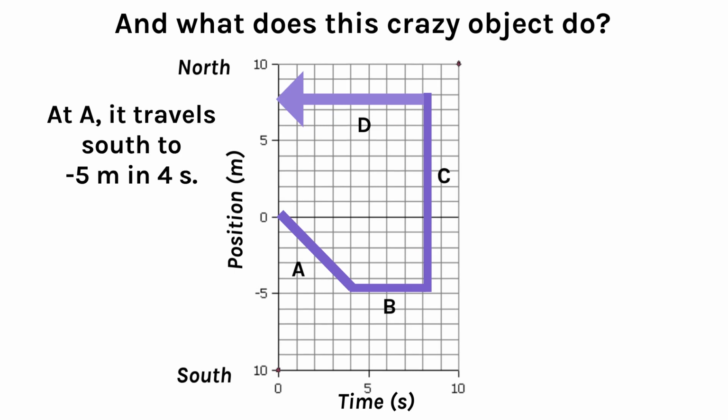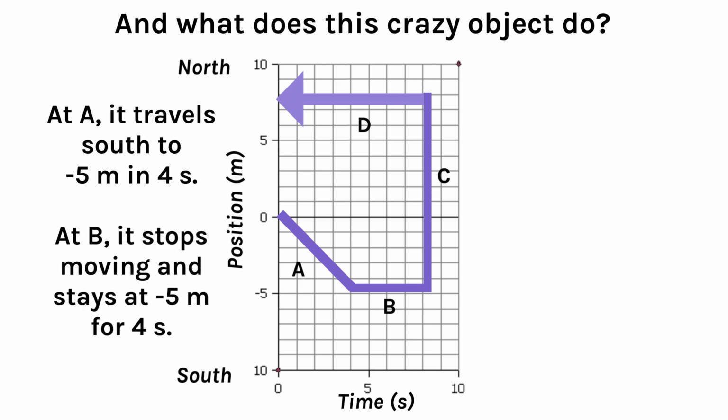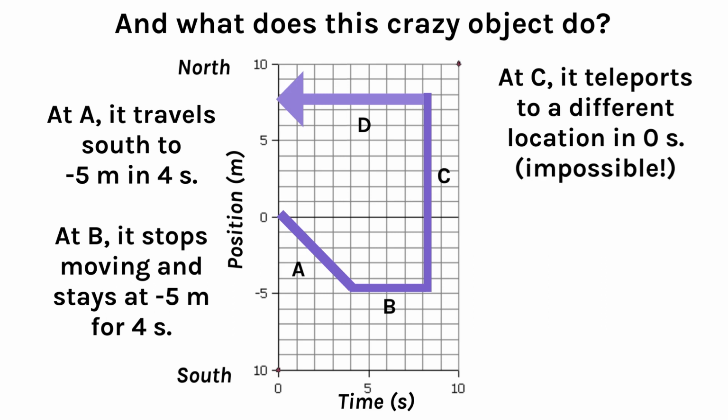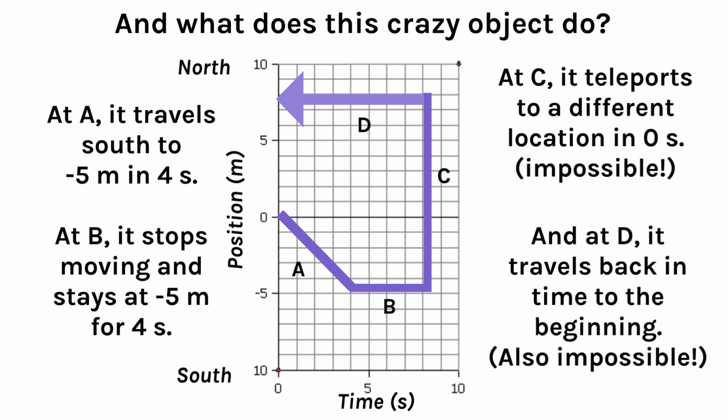At A, it travels south to negative 5 meters in 4 seconds. At B, it stops moving and stays at negative 5 meters for 4 seconds. At C, it teleports to a different location in 0 seconds. This is impossible. And at D, it travels back in time to the beginning, which is also impossible.